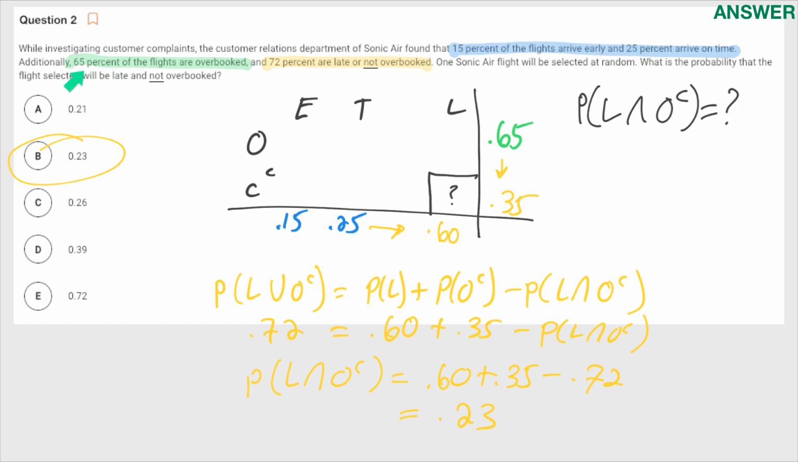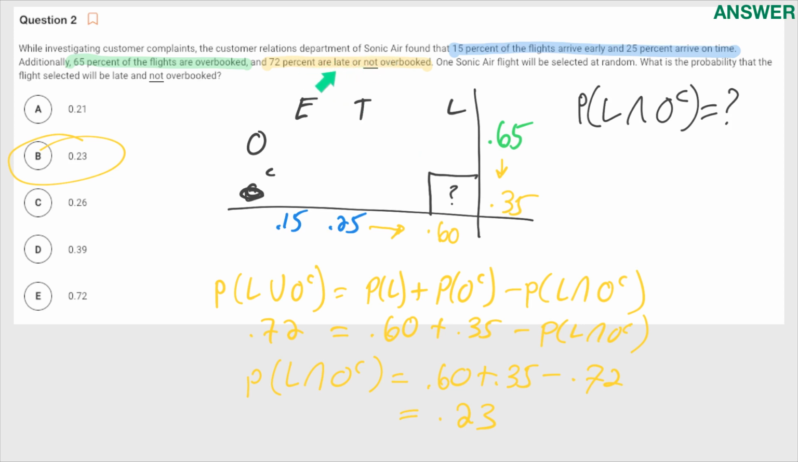The next sentence says 65% of the flights are overbooked. So flights are either going to be overbooked or not overbooked. That should be an O. Overbooked complement. 65% are overbooked. And then the last statement, 72% are late or not overbooked. Or statements don't show up in a table, so there's no place to put that.